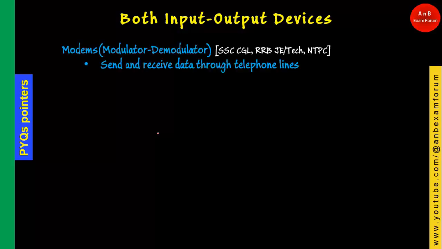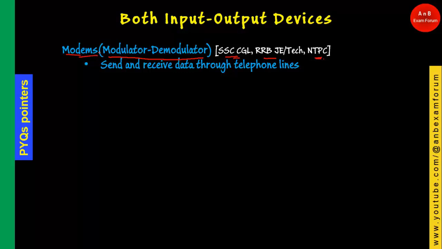We are left with the both input and output devices. Whatever things we have seen till now are input devices and output devices. Now we are going to see both input and output devices. The very first and foremost important one is the modem. You should remember the full form, it is modulator and demodulator, and this question is very important for all exams like SSC CGL, RRB, JE, NTPC. We have seen it in every exam. So the full form is modulator and demodulator.